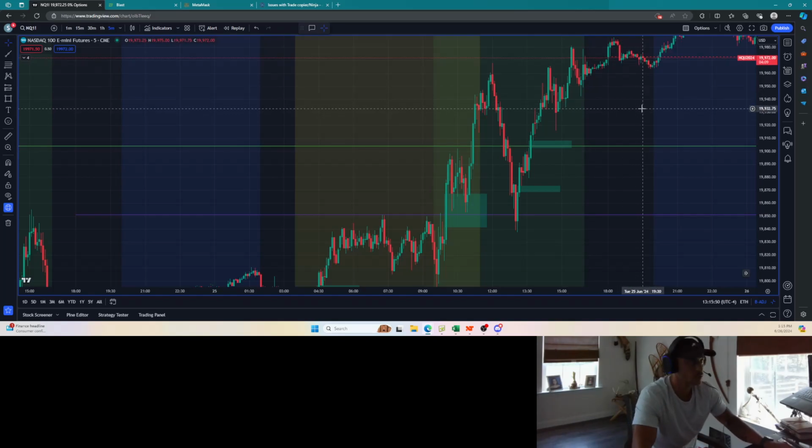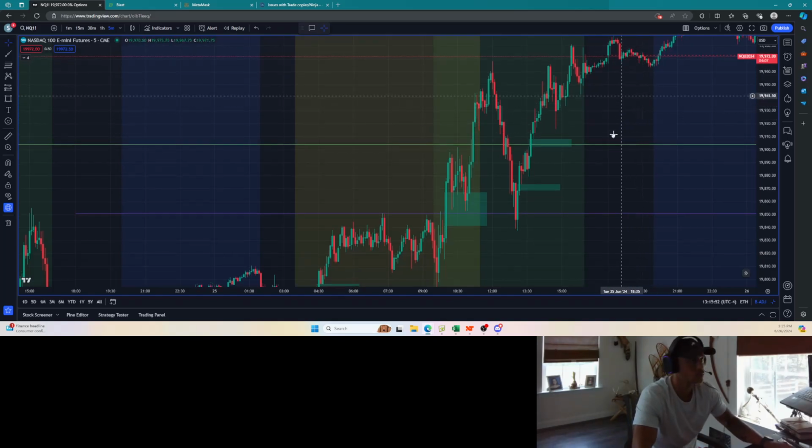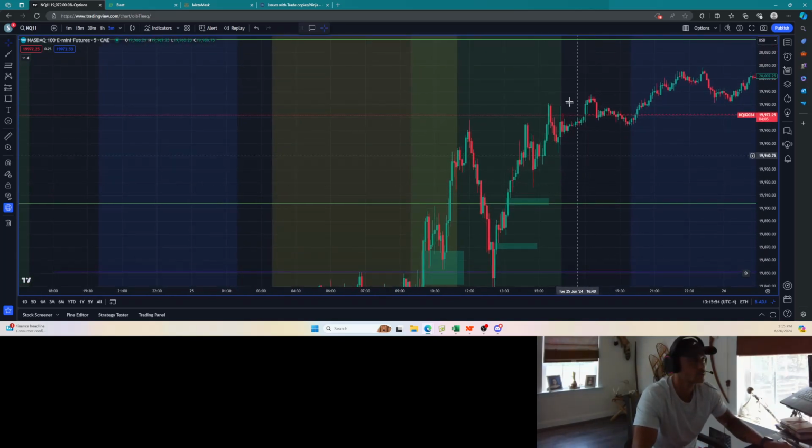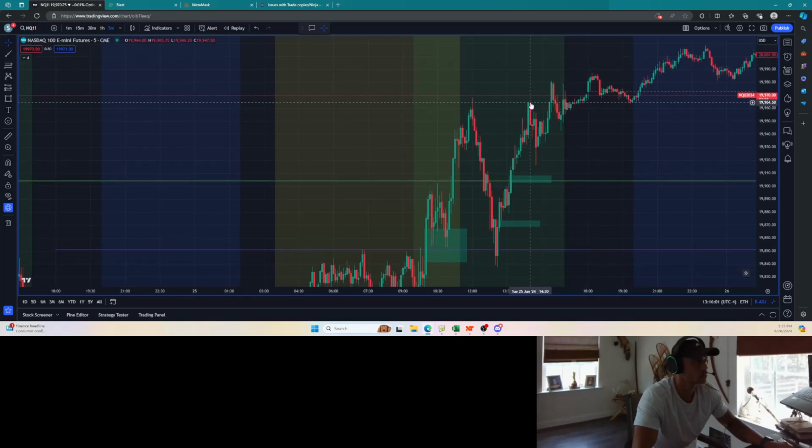I thought they were going to go all the way up to my next zone, which is up above 20,000, but they didn't. So I was happy to take that. That was 110 points, right? So they took these highs right here, and then they rejected pretty good. I closed right at this 950 area right here.